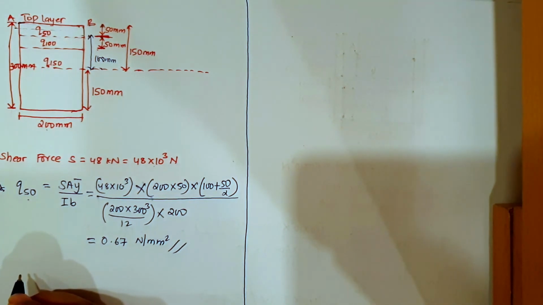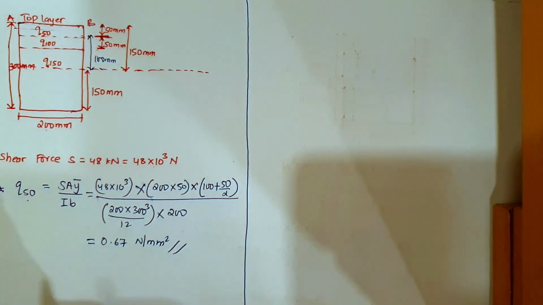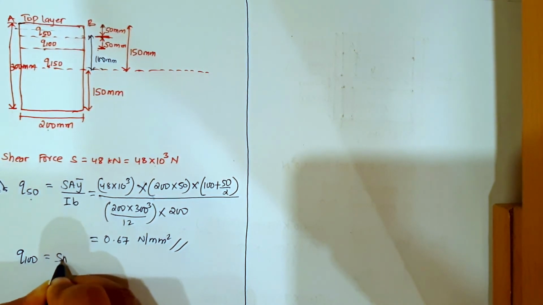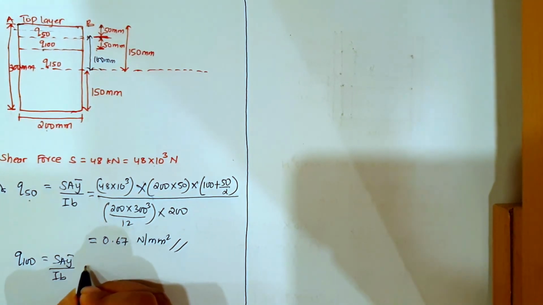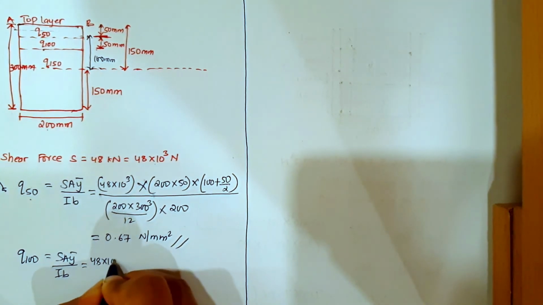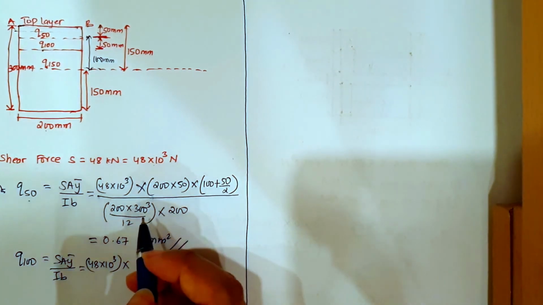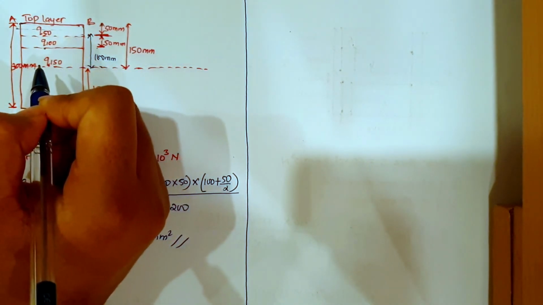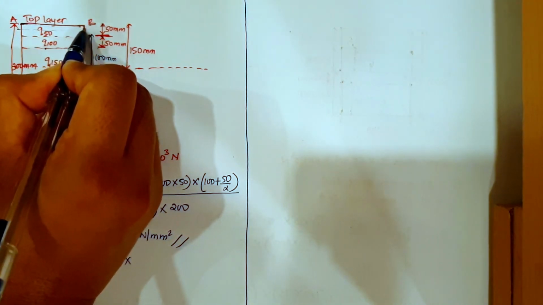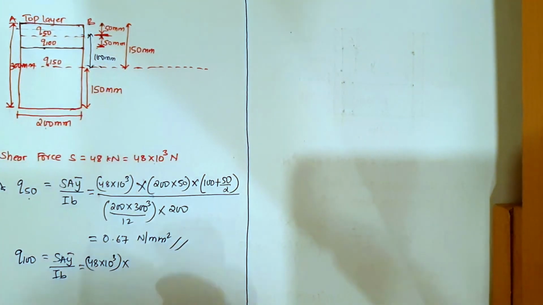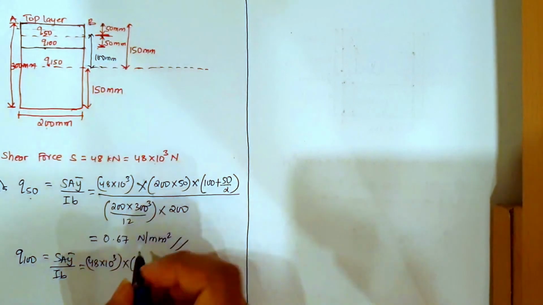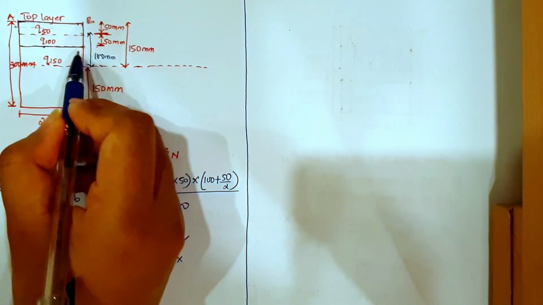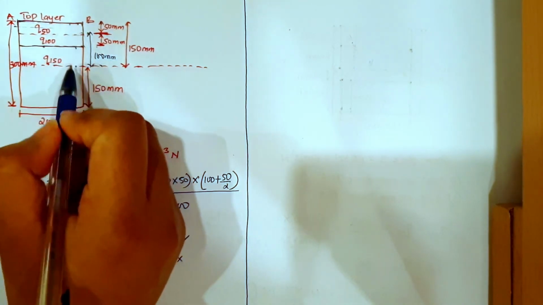Now let us find at Q100. So Q100 will be equal to S A y bar by I B again. For this, S will remain same, which is 48 into 10 raised to power 3, into area. Now how much will the area be? Area will be 100 into 200, right? Because we are coming from the top layer, you have to consider this much box. So its depth is 100, width is 200, 100 into 200 into, now how much is the distance from here to here? 50, and from here to here 100, so total becomes 150, right?